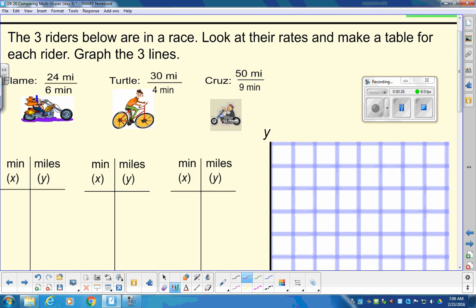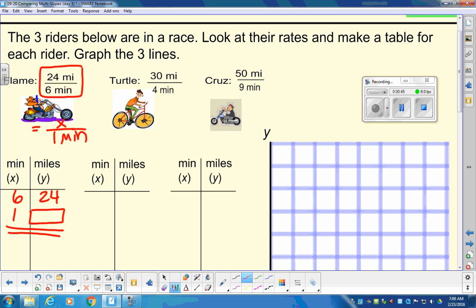So we have Flame. And Flame's speed is 24 miles in 6 minutes. So we really want to know how many miles is that in 1 minute. That's what we're looking for in terms of speed. So let's start with Flame. So we have 24 miles, 6 minutes. So we want to know how many miles in 1 minute. That's what we're looking for there.